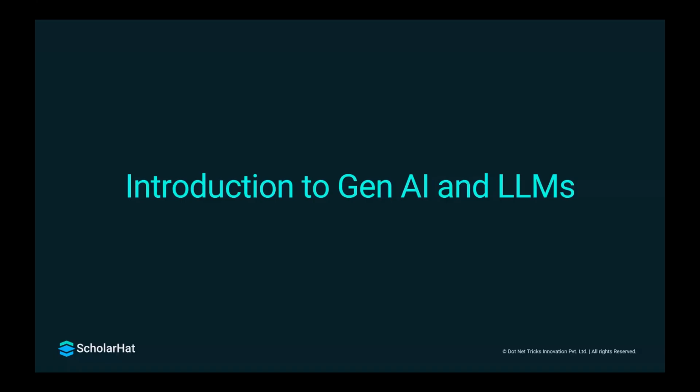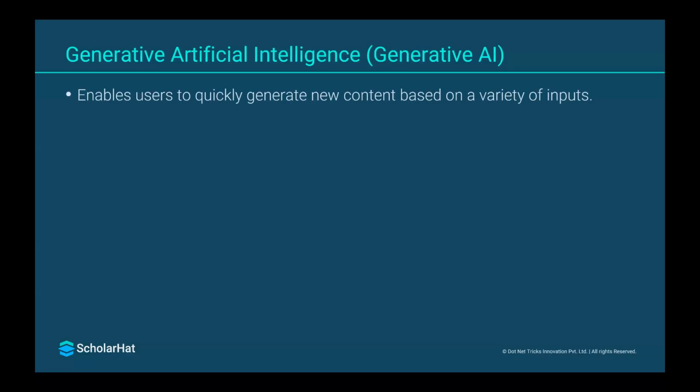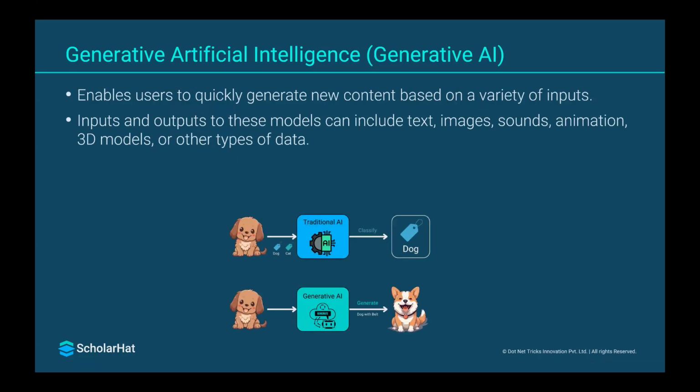After deep learning, the next thing we have is Gen AI, which today we are using a lot. Next we have generative AI and LLMs, large language models. Let's understand what Gen AI is. Gen AI enables users to quickly generate new content based on a variety of inputs, even personalized content. That personalized content we can generate using Gen AI. If we take the example of traditional AI, in traditional AI we actually do image classification.